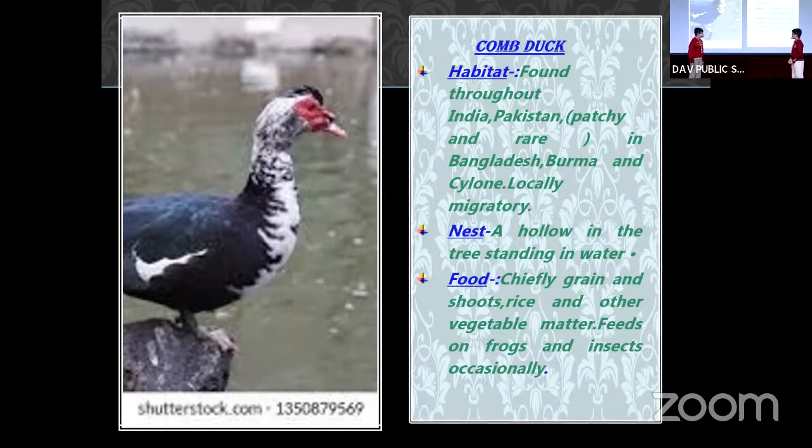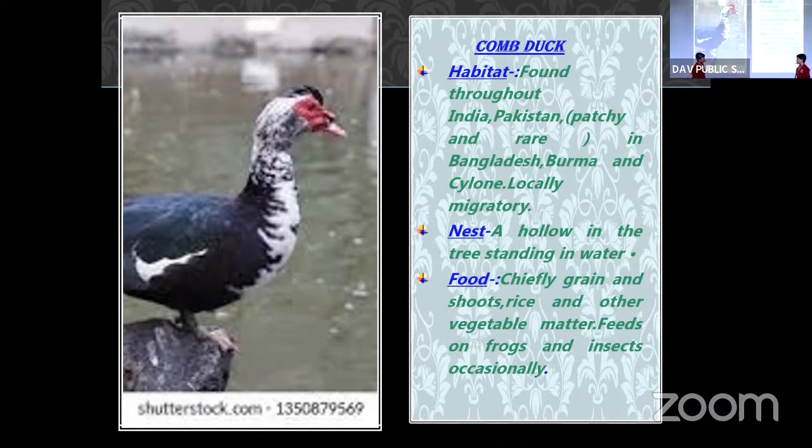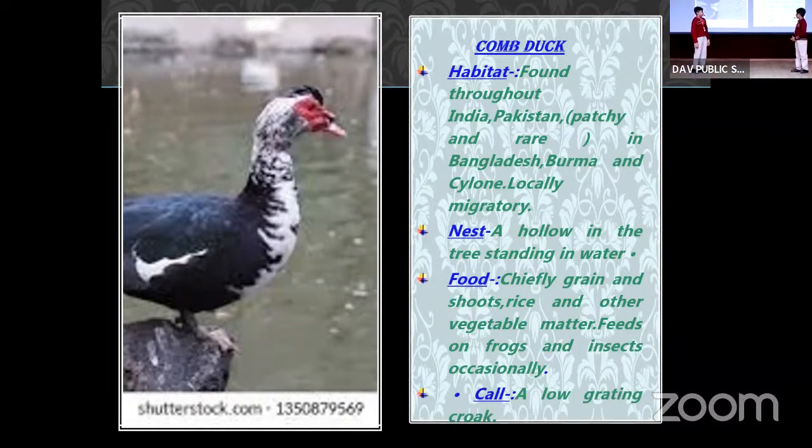Do you know what it eats? Yes. Mainly they eat insects, fishes, and frogs. They also feed on rice, vegetables, etc. Its call is a low grating croak.